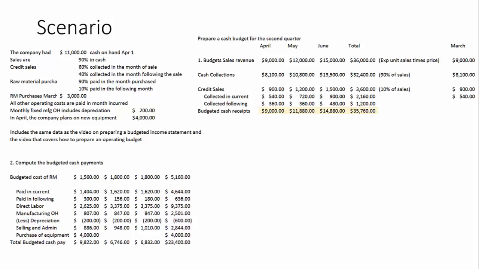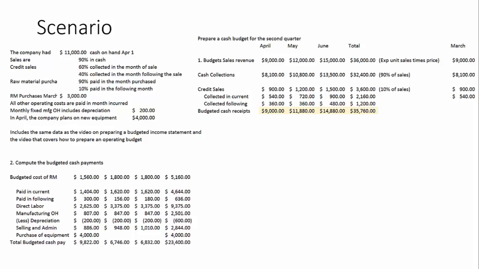And then our selling and admin expense, that has also been calculated in the previous video where I walked through the math of how to do an operating budget. So please look there for how to do that part. Then we also have a purchase of equipment that is happening in the month of April.